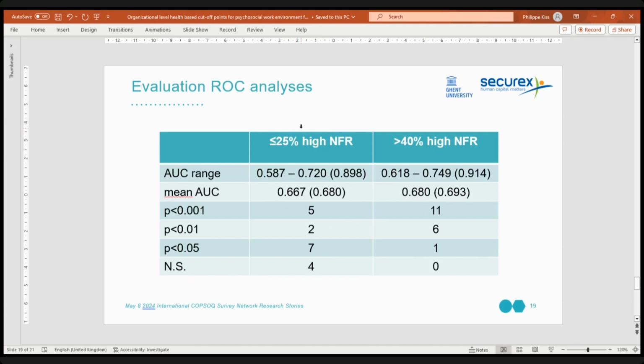lower cutoff points, 4 of them were not significant and did not reach as high a significance level as for the red group. The red group, every parameter, every cutoff point was significant, and most of them, the majority, very significant.